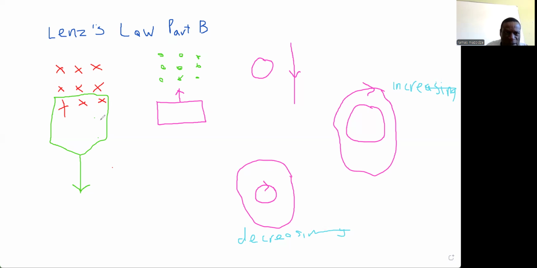The magnetic field inside the coil is in the same direction as the external magnetic field. So it will be an X, also into the page inside the coil. You only take one section of this. Therefore, outside will be the magnetic field out of the page.